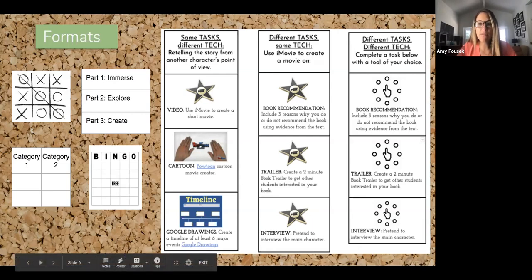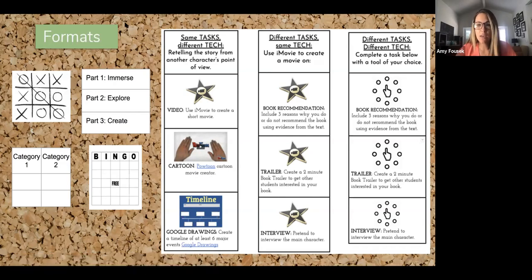The final one we have up here is different task and different tech. So we're asking them to complete a task with a tool of their choice. So they can do a book recommendation. Again, I'm not telling them what tech to use, but here is the rubric. Here's what you must include in that book recommendation. You may make a trailer, or you can do an interview. So again, this is an example of different task and different tech.